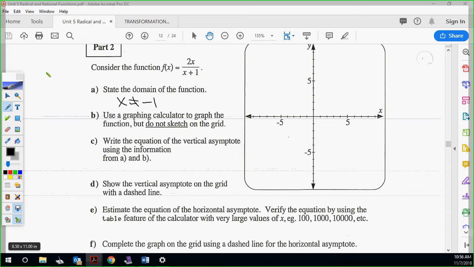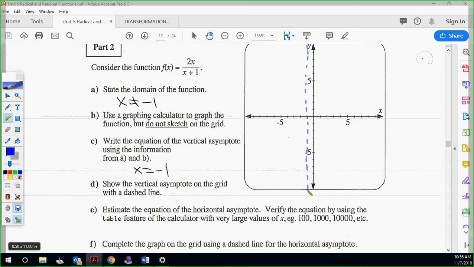It moved this time. So it says, write the equation of the vertical asymptote. So let's go ahead and do that real quick. So how would you write it? It would be x equals negative 1, right? So x equals negative 1, so I have a vertical asymptote right here at negative 1. Show the vertical asymptote on the grid with a dashed line. Just did that. Now it says estimate the equation of the horizontal asymptote. Verify the equation by using the table feature.